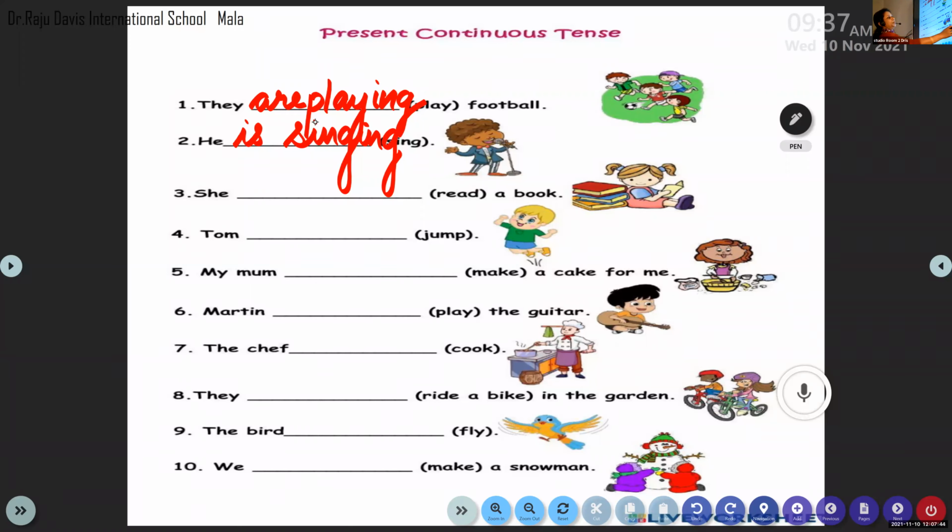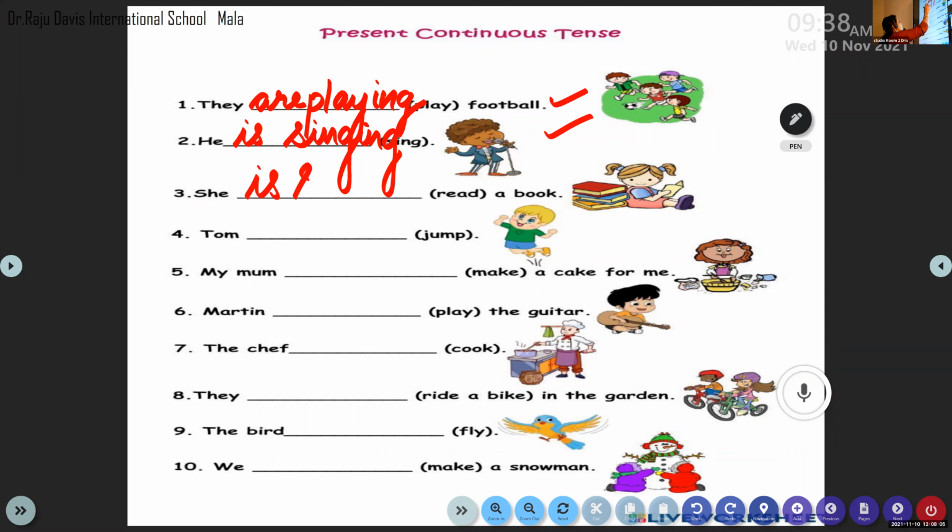Now, Ryan, come on. Do the next question. And if your answers are right, put a tick mark against it. You do it by yourself in your rough book. Only write the answers. Read the third question. She is reading a book. Very good.